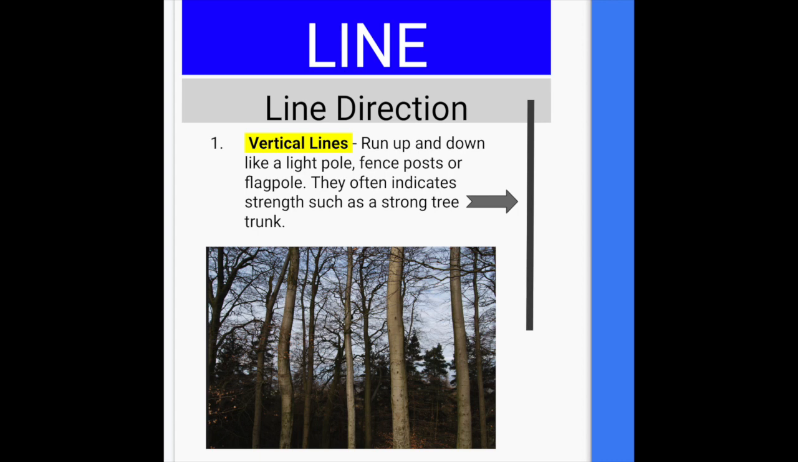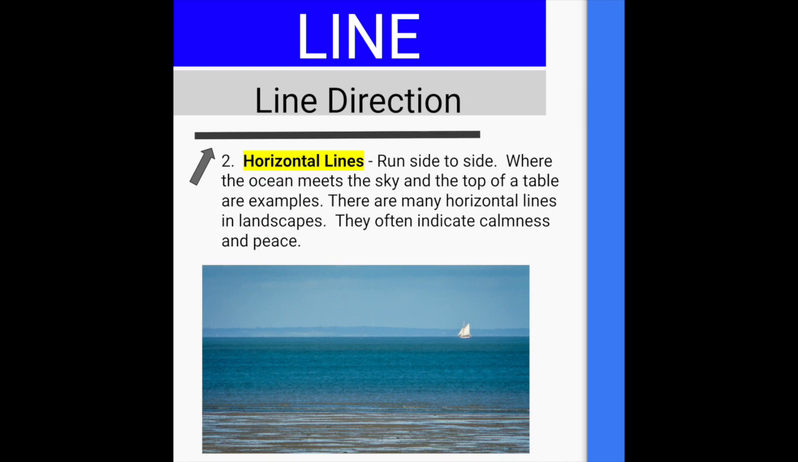Other ways to describe a line would be to describe their direction. Vertical lines are usually thought of as strong lines. They run up and down like a light pole, fence post, or a flagpole, and they often indicate strength. On the other hand, horizontal lines would run across from side to side. Where the ocean meets the sky or the top of a table are examples. There are many horizontal lines in landscapes, and they often indicate calmness and peace. You might also notice that the word horizon, which is where the earth meets the sky or the sky meets the ocean, is in the word horizontal, so that will help you remember the direction.